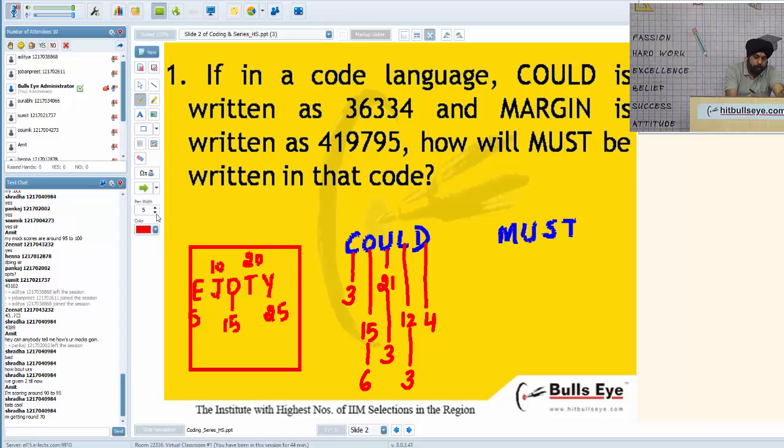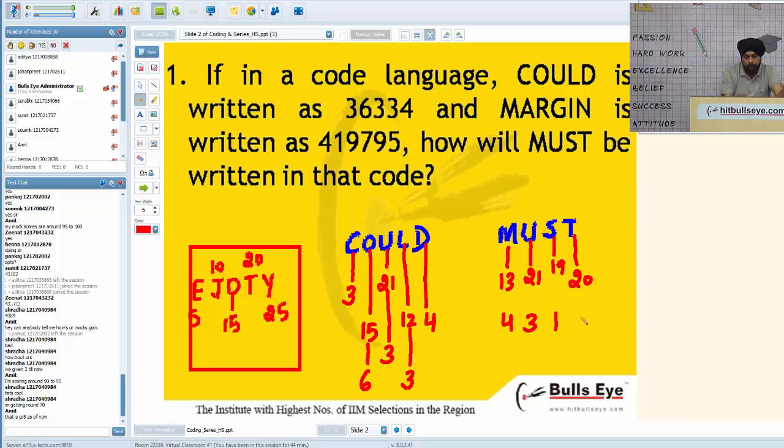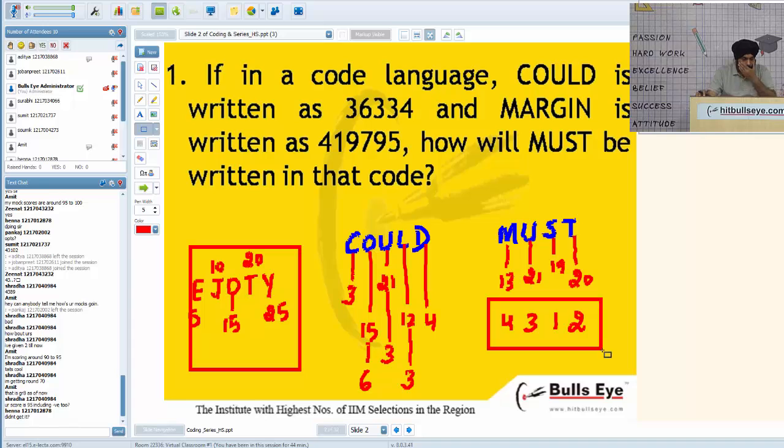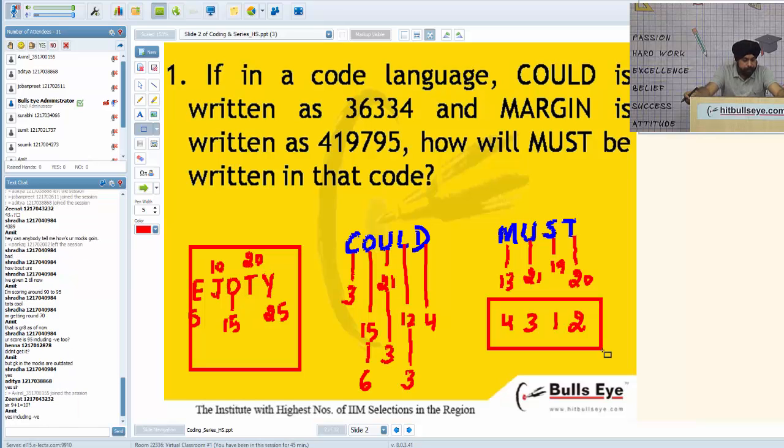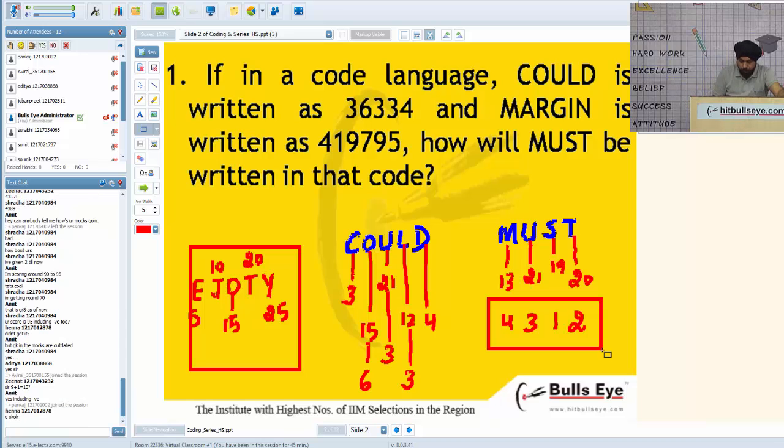So in order to answer the question, you will see M is at position number 13, U is at 21, S is 19 and T is 20. So it will be 4, 3, 1, 2. So the answer will be 4, 3, 1 and 2. Is that fine, students? So have you all got this answer? Yeah, here the alphabetic position of the alphabets have been taken and it is represented through a single digit. If its real position is more than one digit, then the digits have been added until we get a single digit. Right? Okay. So moving on to the next question.